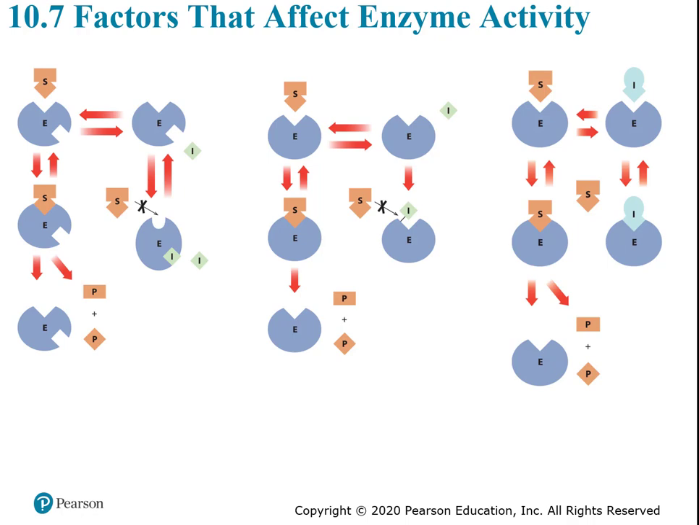So in this first one, E is the enzyme, S is the substrate. By substrate, remember that all I mean is the reactant. So it's the thing that the enzyme wants to react with. So this is the substrate or reactant. And then here, this is my inhibitor. The little green thing is the inhibitor.